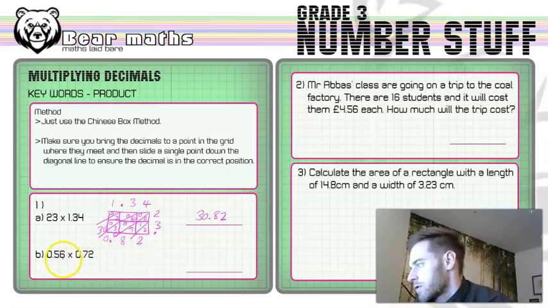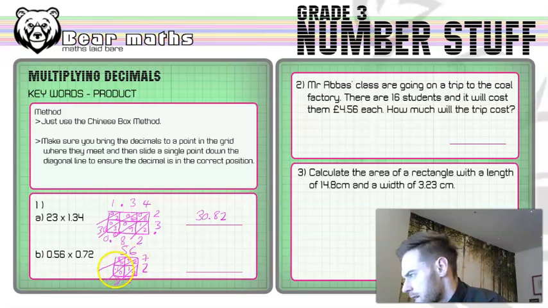So let's do 56 multiplied by 72 in our Chinese box method. Other methods are available for you to use. And I'm going to squeeze this one in. So that's going to be 42. That's going to be 12. That's going to be 35, and that's going to be 10. And we've got 2, we've got 3, we've got 9, 10 there. Carry the 1 over, and that will give you 4. So our answer will have the digits 4, 0, 3, 2.